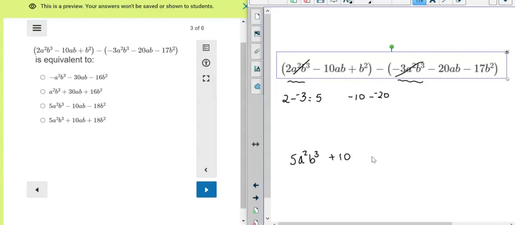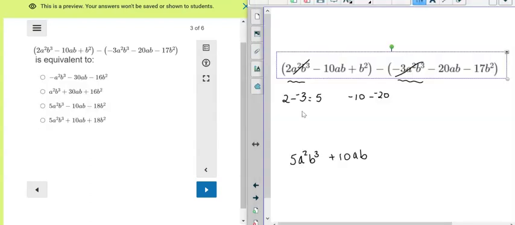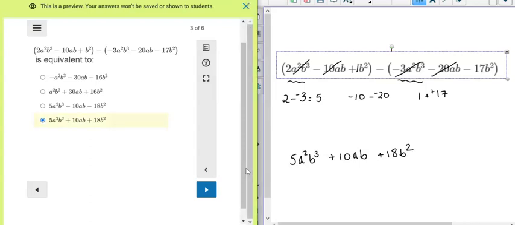Or we can go ahead and check that in Desmos real quick. Let me write it down first. So negative 10 minus negative 20. Negative 10 minus negative 20 is positive 10. And then the last one, I like to cross them out just to make sure. The b squares go together. So remember that there's a 1 here. So I have 1 minus negative 17. So negative negative is a positive. So that would be 18, so that would be 18b squared. And it's this one.